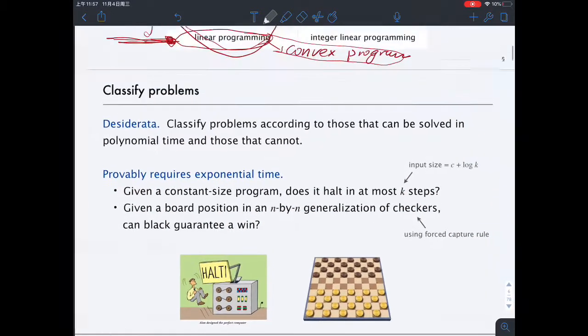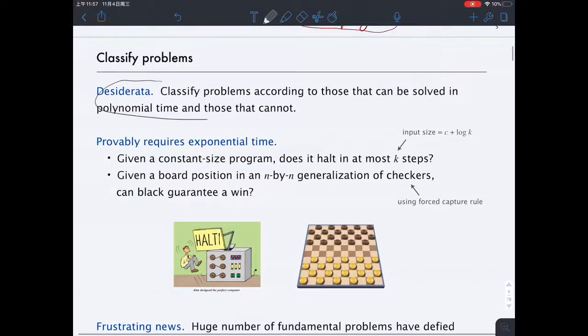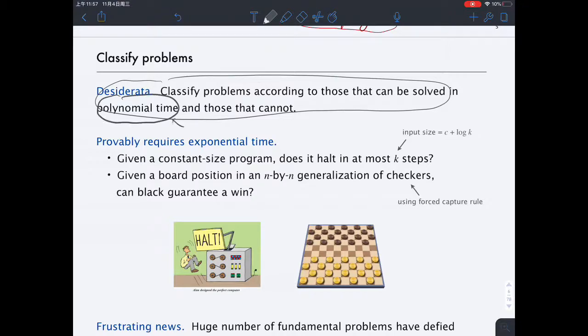So now let's continue our discussion. Again, a very bold objective of theoretical computer science is to classify all the problems into those that can be solved in polynomial time and those that cannot be solved in polynomial time, right? We have been talking about a lot of algorithms that can be solved in polynomial time. So let's draw some Venn diagrams to illustrate this idea. This is polynomial time solvable, let's call that P, right?